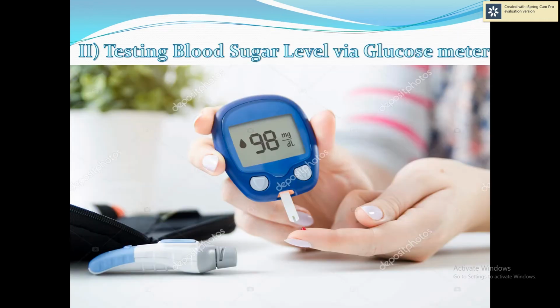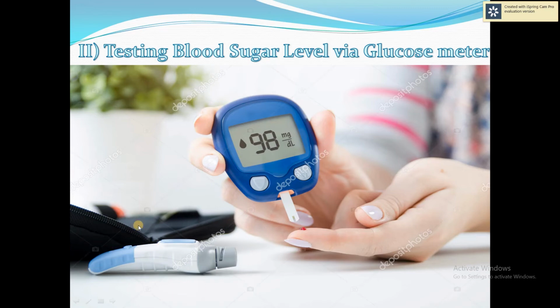Next, we will be discussing testing blood sugar level by glucose meter. This picture which you see here is a glucose meter, and this which you can see is the strip from which you will be taking the blood with the help of capillary action. So this is the point which you are going to touch on the drop of blood, and this would take it inside with the help of the capillary action.